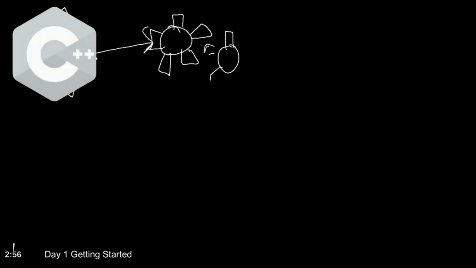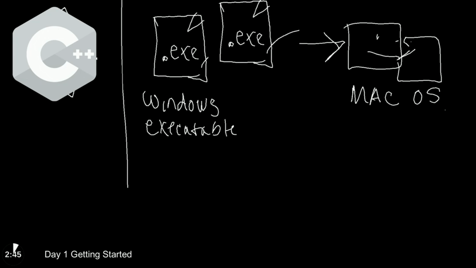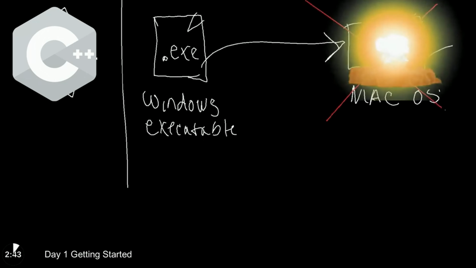Let's do 3 minutes. So, to start, C++ is a compiled language, and code written in a compiled language will be translated into an executable file. And that executable file is specific for the computer that we are using. For example, your Windows executable will not run on a Mac.